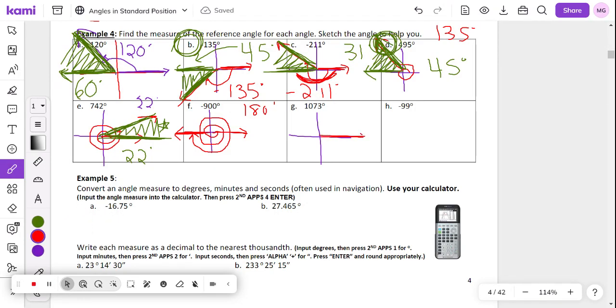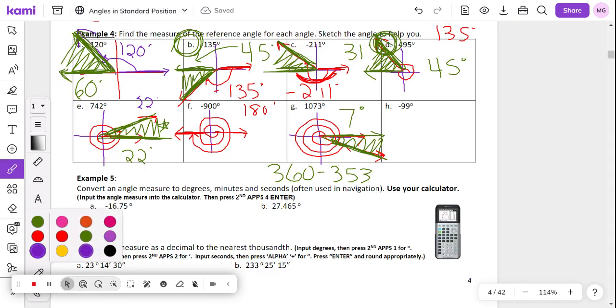So initial side right here. 1, 2, and then 353 degrees brings us almost back for another full rotation. So here's my terminal side. Here's the acute angle formed by the x-axis. Here is my reference angle. So remember that was 353 degrees. So I'm just going to say 360 minus 353. And that tells me that that reference angle right there in green is 7 degrees.